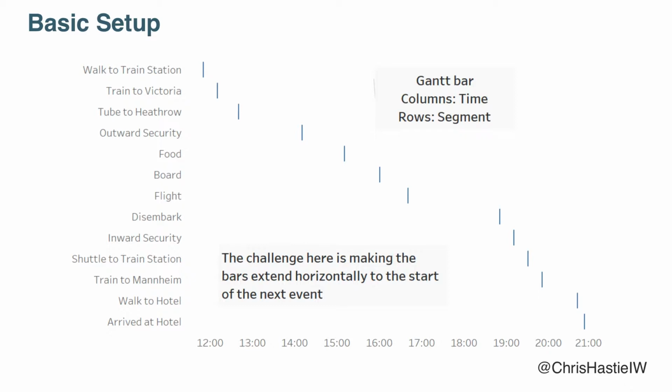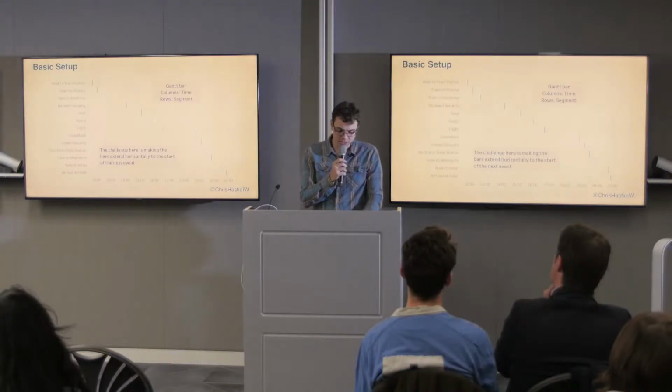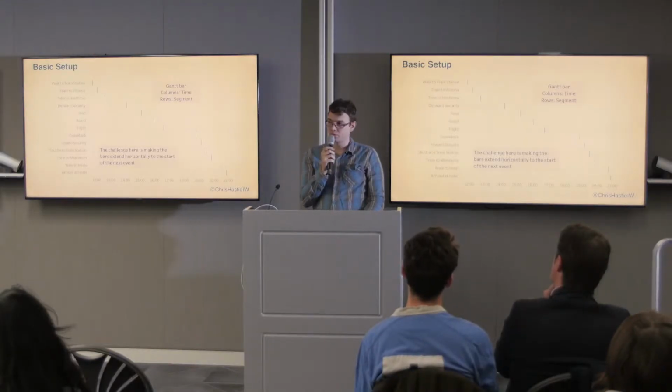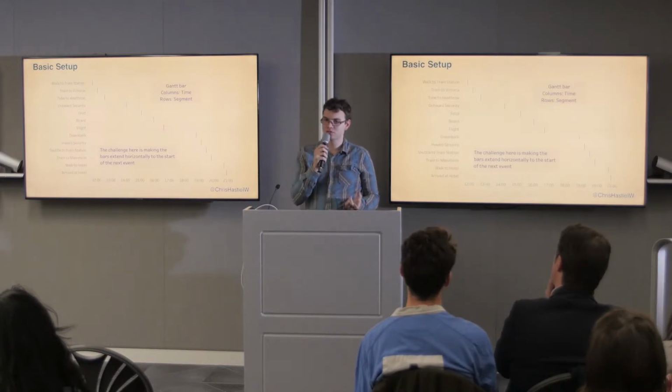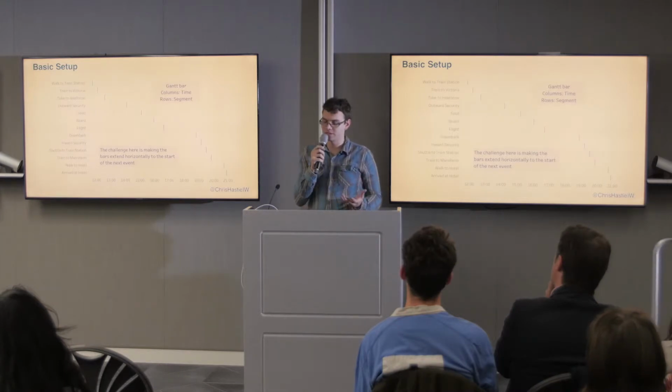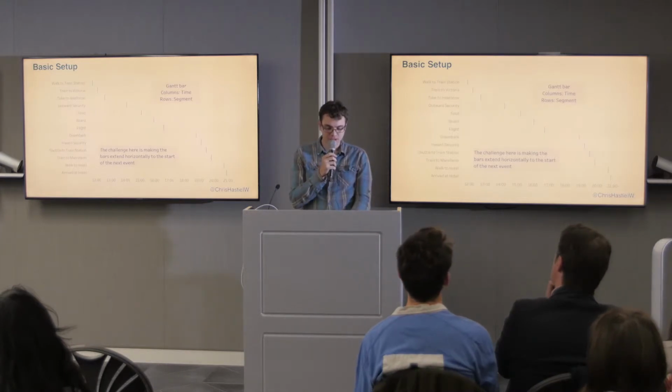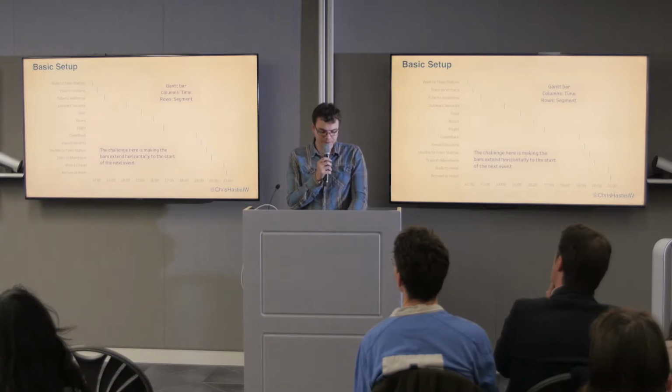Once you've got both of those, you can put them onto your rows and columns on a Tableau view and set the mark type to a Gantt bar. And that's all a waterfall chart really is, it's just a Gantt view. The challenge within Tableau is to actually extend those bars out to the start of the next event that's happening on the screen. So that's where we have the interesting part.